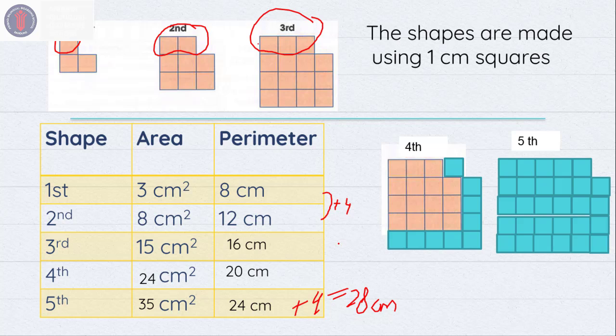Remember, for the perimeter, the unit is centimeter, but for the area, it is centimeter square. Add square every time it is the area because we count the squares.